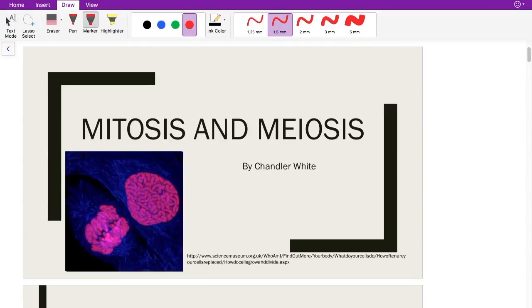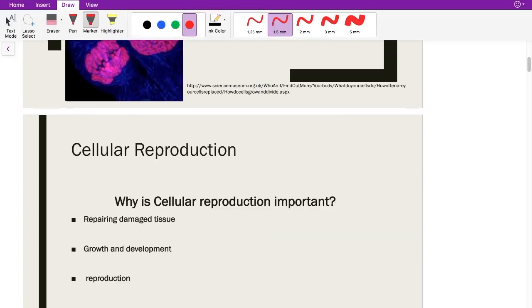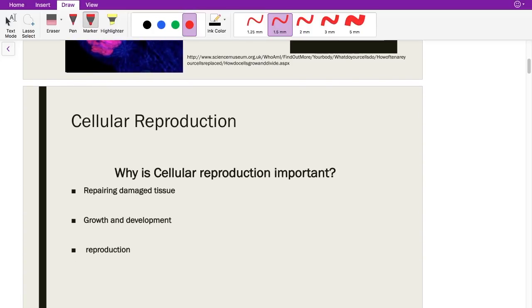Today I will be talking about mitosis and meiosis. Both mitosis and meiosis are forms of cellular reproduction. Cellular reproduction is important in repairing damaged tissue, like whenever you get a cut, growth and development, like how you get a little bigger every year, and reproduction, like having a baby.